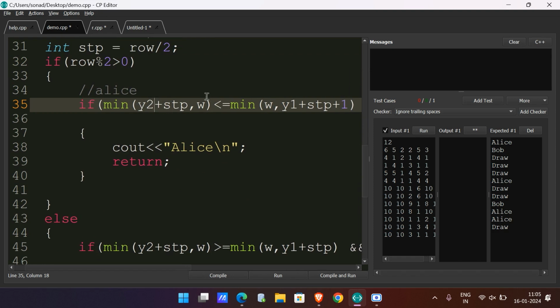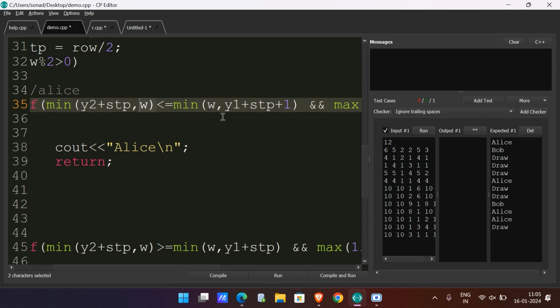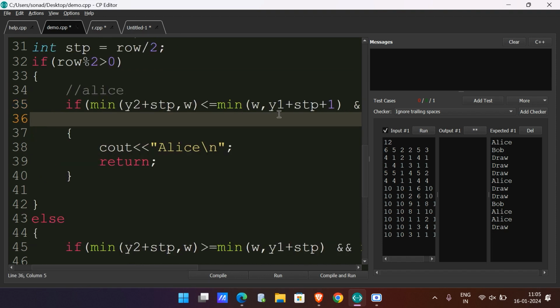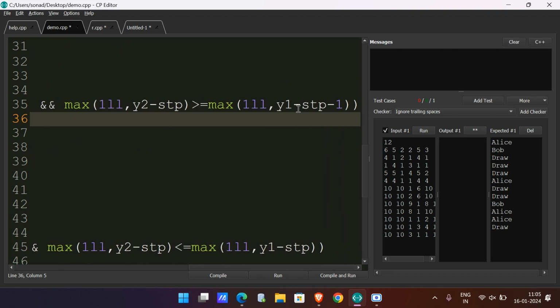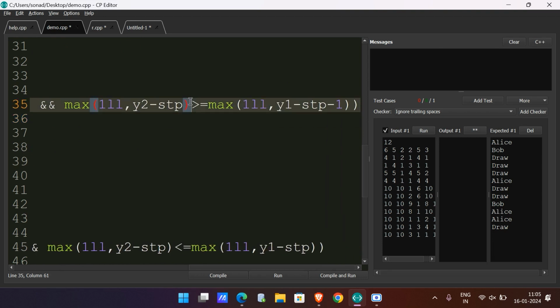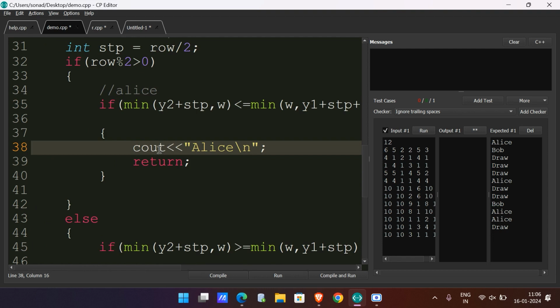Then I'm taking the minimum of the boundary or the step that Bob could take. If it is less than or equal to the step that Elias could take, it is less than the column that Elias could reach. And for the left also, if the column that Bob could reach is greater than the column that Elias could reach, then only Elias could win the game. So from the left also Elias would be able to catch, and from the right also Elias would be able to catch Bob. Then only Elias would win the game.